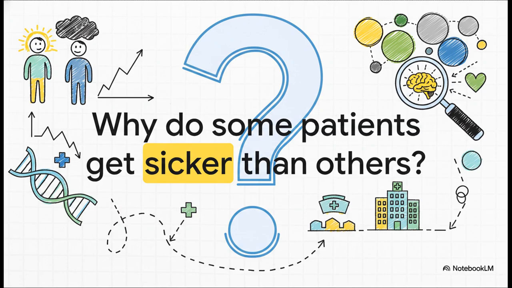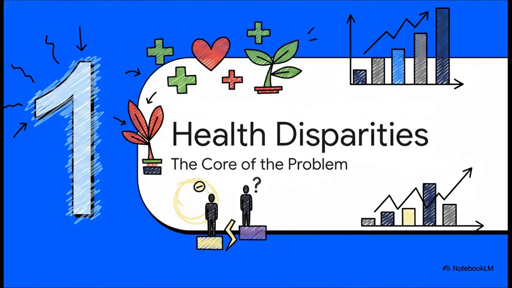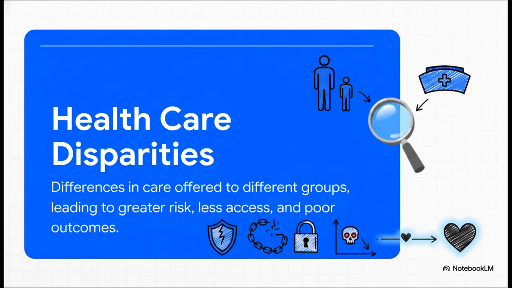I mean, you can have two people with the exact same diagnosis, yet one of them just has a much harder road to recovery. Well, the answer usually isn't in the diagnosis itself, it's buried deep in the world of population health. And really, this question is the why behind every single thing we're about to cover. So to really understand that why, we have to start by defining the core of the problem, and that is health disparities. So what does that actually mean?